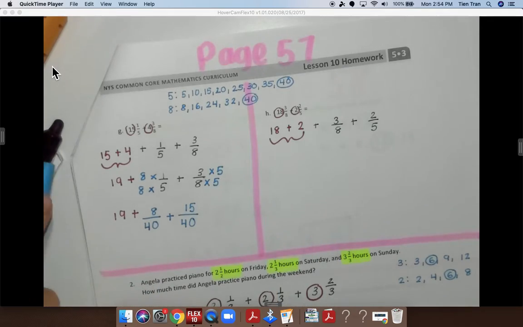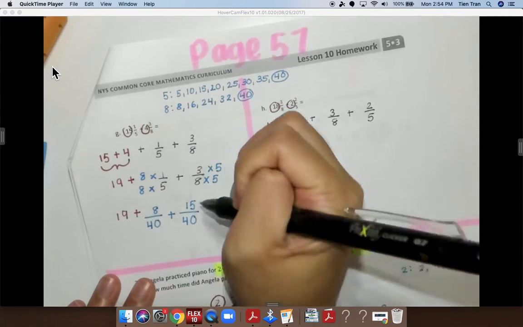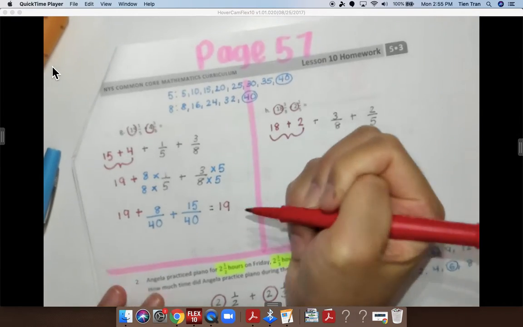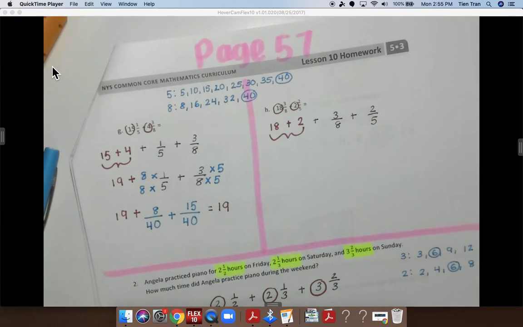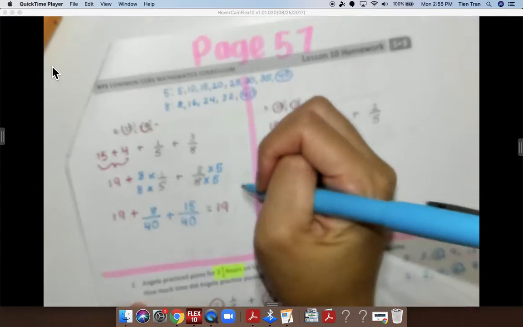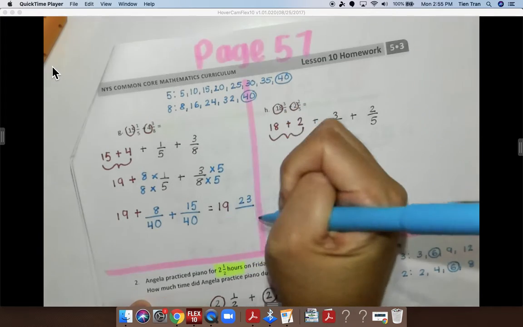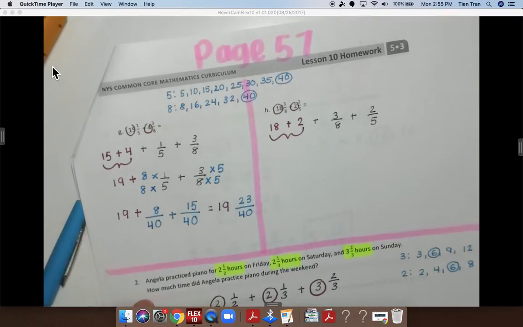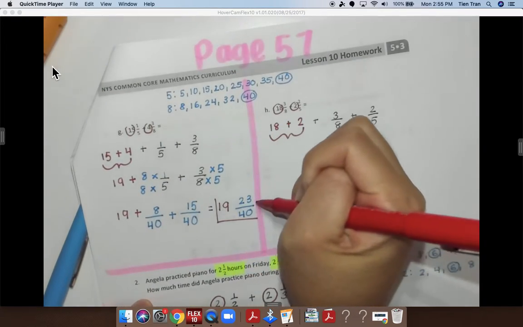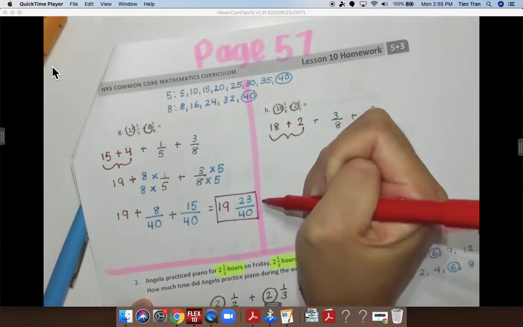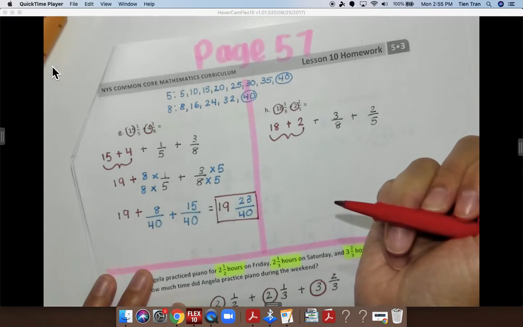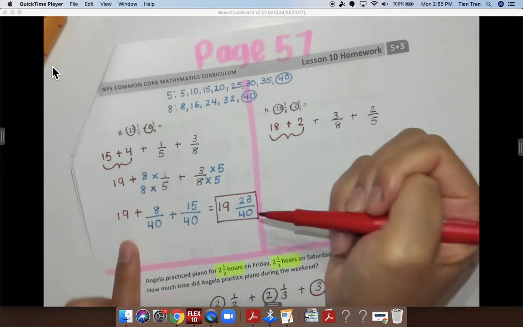Okay, make sure you guys are writing that down. So I'm going to bring my whole number right over, this 19, just bring it right over. And then I'm going to write 8 plus 15 is equal to 23. And my denominator is going to be 40 if you bring it right over. So my final answer is equal to 19 and 23/40. So 8 plus 15, 23, and 40, my denominator stays the same. 19 comes from right there.